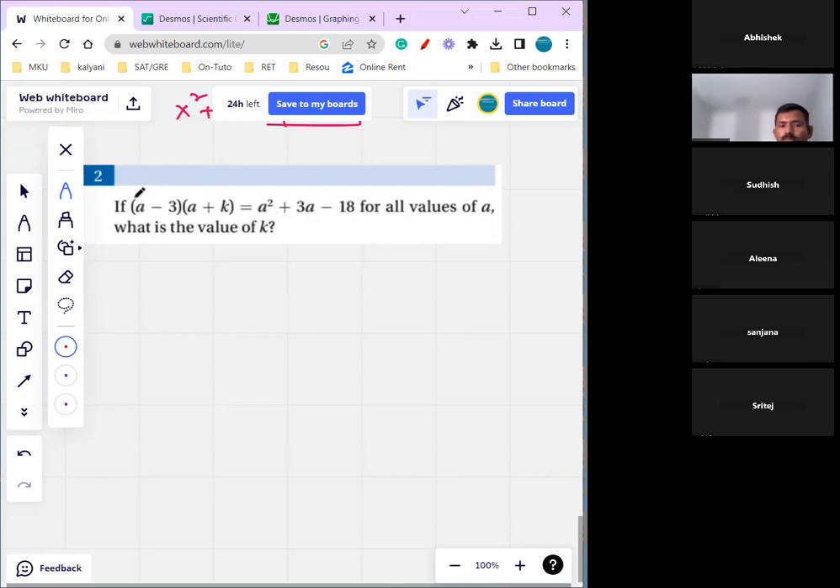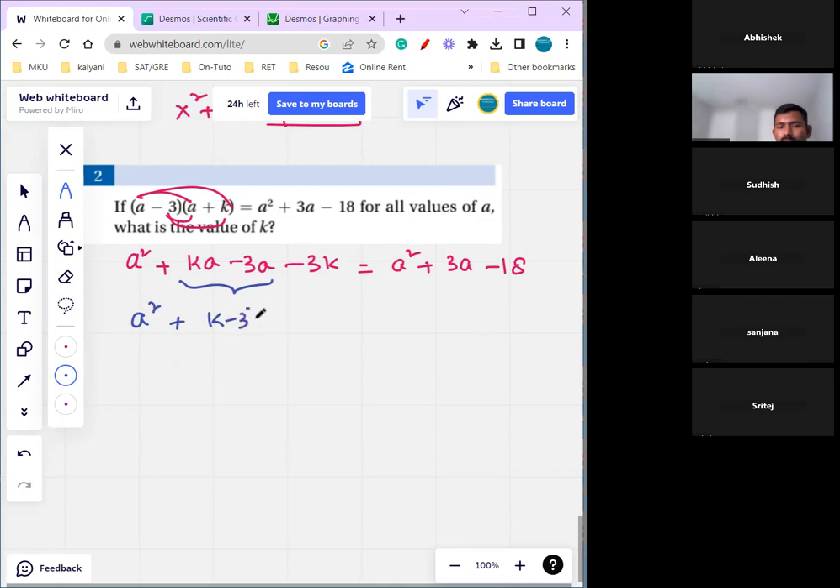So what we can do is the FOIL method: a squared plus ak or ka, whatever, and then plus minus 3a, and then minus 3k equals a squared plus 3a minus 18. So far good. Now let's factor this out because of like terms: (k - 3) times a, minus 3k, equals this entire thing.